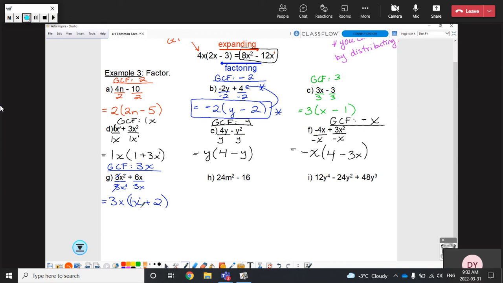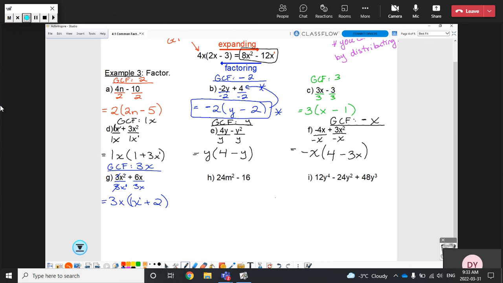Okay, 24m squared minus 16. Greatest common factor? It's a tough one. I thought 4 is a common factor. I agree. 4 is, because 4, 8, 12, 16, 20, 24. And then also 4, 8, 12, 16. It totally is a common factor, but I'm not sure if it's the greatest. What do you think, Allie? 8, 16, 24. 8 is the greatest common factor.